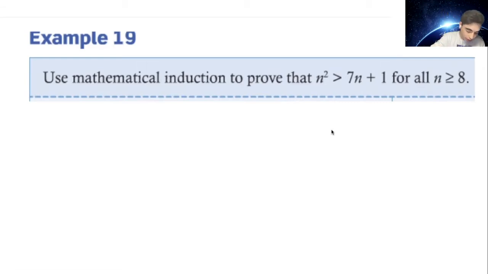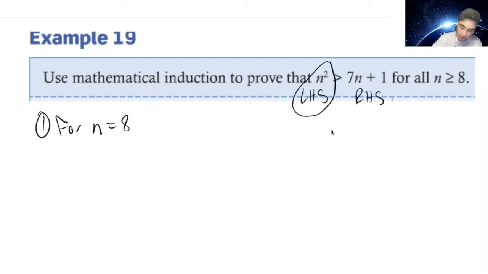The first step is always to prove the equation true for what they give you, just as a fundamental basis to prove that it works at the fundamental level. So step number one is to prove true for n equals 8. That's all we're doing. We need to take a look at the left-hand side of the equation, which is n squared, and the right-hand side, just 7n plus 1.